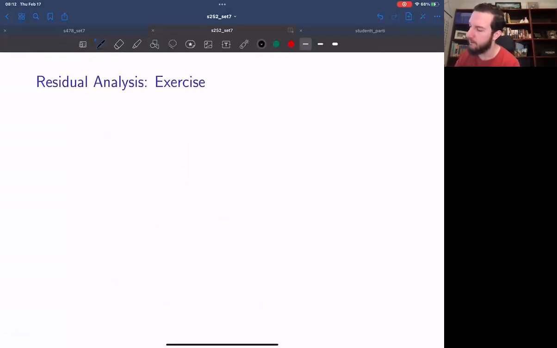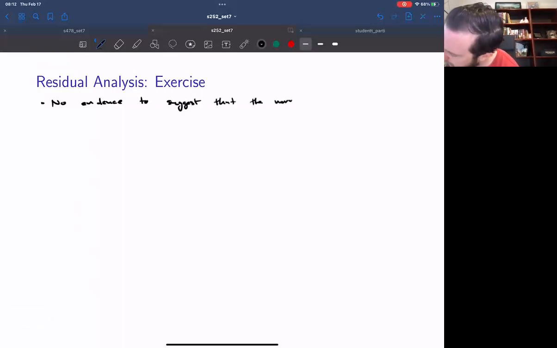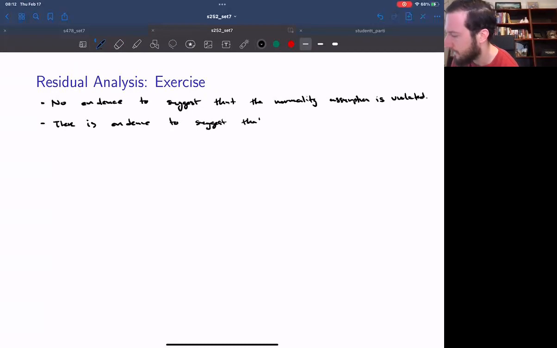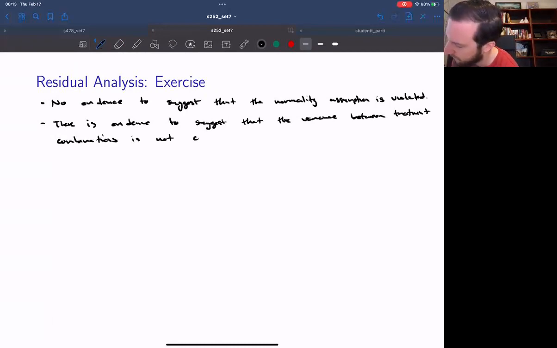So we can say here, very briefly, no evidence to suggest that the normality assumption is violated, but there is evidence to suggest that the variance between treatment combinations is not constant. Okay.